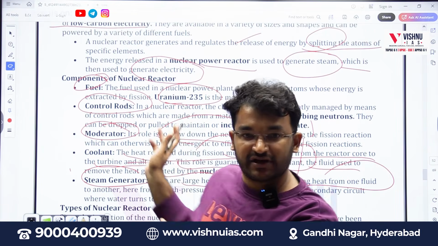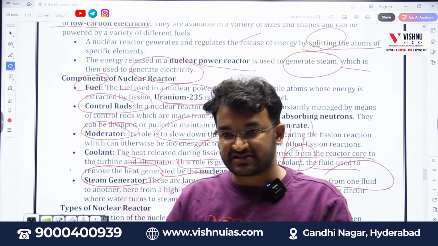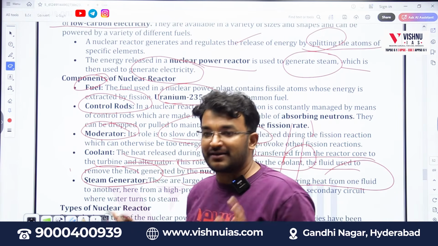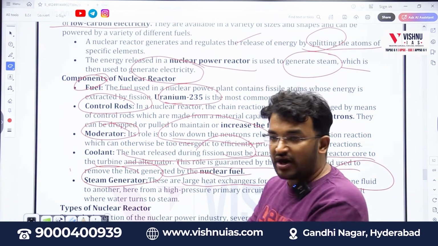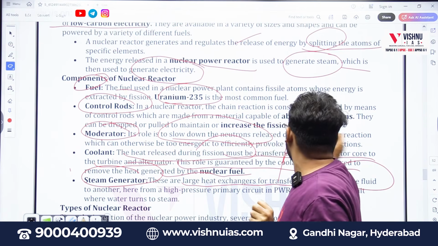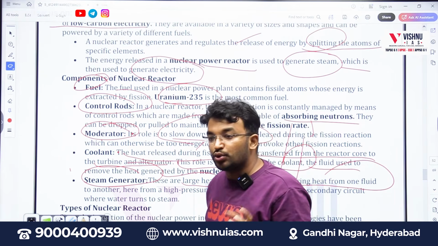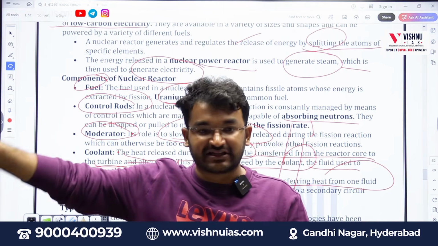Now have you understood this? If you are able to understand this, then next part will be very much easier. If you want, again I will tell. See, nuclear fuel, basically the fissile material which we will be using. Control rods to absorb the neutrons, moderator to slow down the neutrons, coolant to capture the heat, steam generator for transferring the heat.